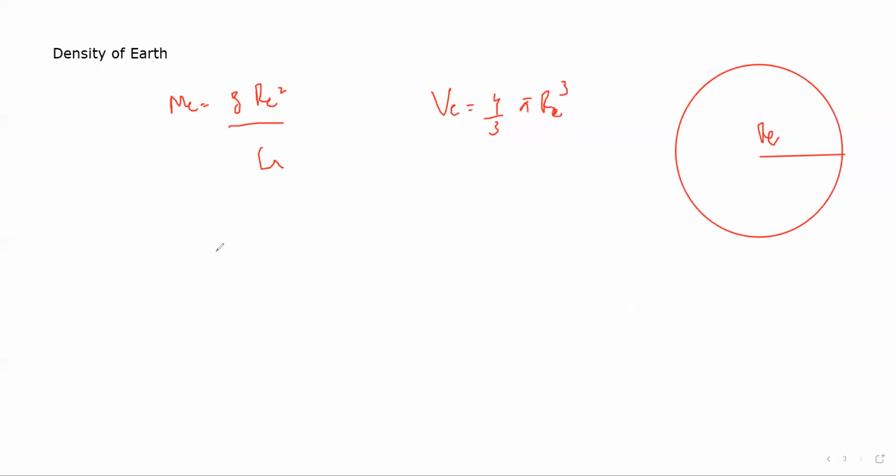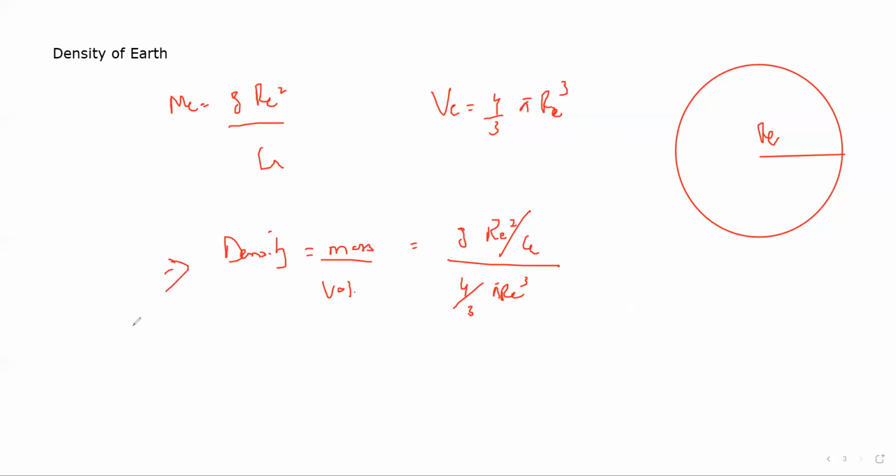To get the density, as we know, density is equal to mass per unit volume. The mass of Earth is small g, radius of Earth square divided by capital G, and the volume is equal to 4 by 3 pi r cube. We will then simplify this equation and we'll get the average density of Earth. That's not the actual density, it's an average density, because the assumption is that Earth is a perfect sphere, but in practice it's not a perfect sphere.